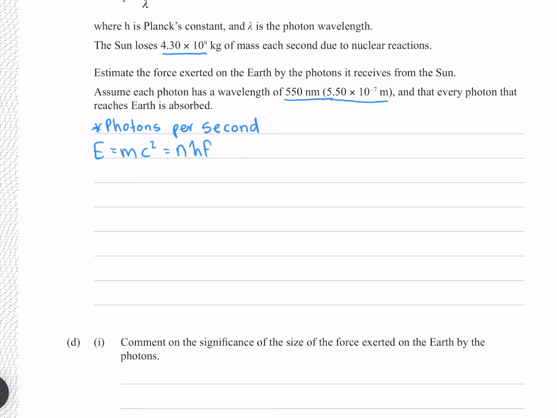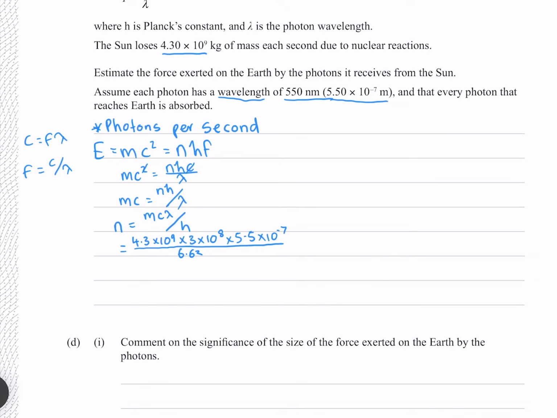And now for convenience, because we're given the wavelength but not the frequency, we know that c equals f lambda. Rearranging for frequency, making that substitution, where we can simplify this by dividing both sides by c. And now solve for n. Put our numbers in, which gives me 1.07 times 10 to the 45 per second.